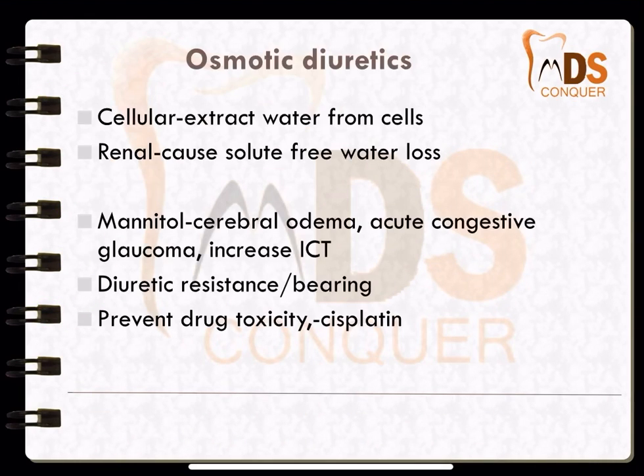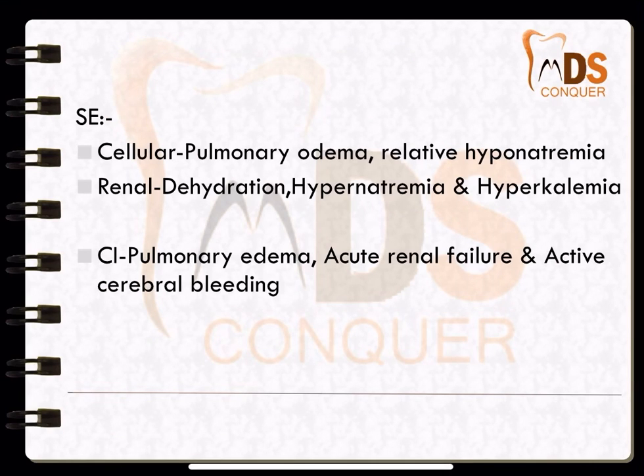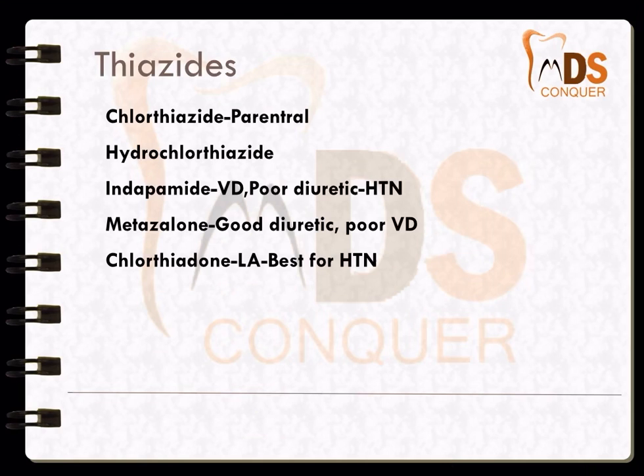Next, osmotic diuretics, with mannitol as the example. The side effects are pulmonary edema, renal effects like dehydration, hyponatremia, and hyperkalemia. It is contraindicated in pulmonary edema, acute renal failure, and active cerebral bleeding.